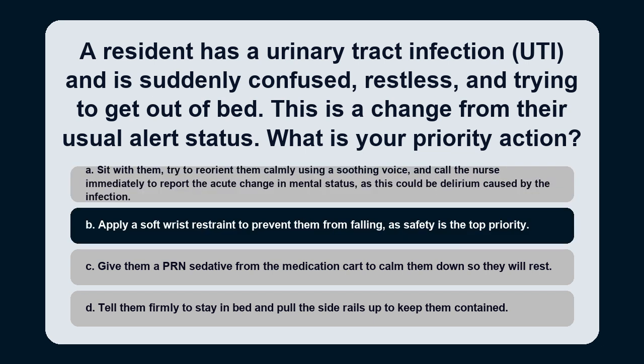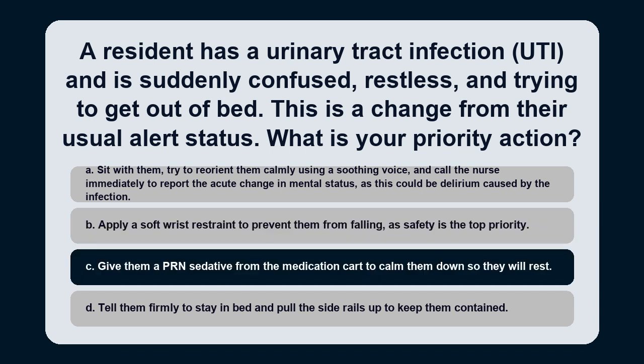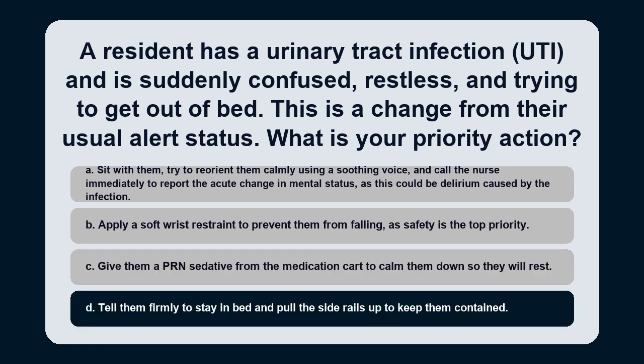Option B. Apply a soft wrist restraint to prevent them from falling, as safety is the top priority. Option C. Give them a PRN sedative from the medication cart to calm them down so they will rest. Option D. Tell them firmly to stay in bed and pull the side rails up to keep them contained.